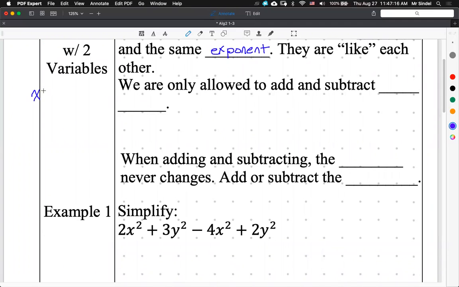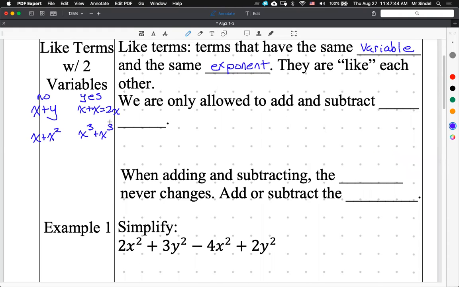I cannot add x plus y. They are not the same variable. So this is the no category. This is the yes. I can add x plus x. Yes, that does equal 2x. I cannot add x plus x squared, even though they are the same variable, now their exponent is not the same. This is x to the power of 1, it's hidden, and this is x to the power of 2. I cannot add those, but I can add x to the power of 3 plus x to the power of 3. That's 2x to the power of 3, right?